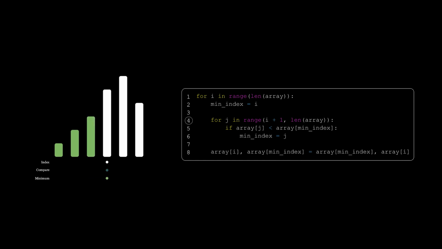Next, we will need to create a nested for loop. This loop will iterate over the rest of the list, starting from the next index after the current index of the outer loop. Inside the nested loop, check if the current element is less than the element at minIndex. If it is, update minIndex to the index of the current element. Once the nested loop has completed, swap the elements at the current index of the outer loop with the element at minIndex.